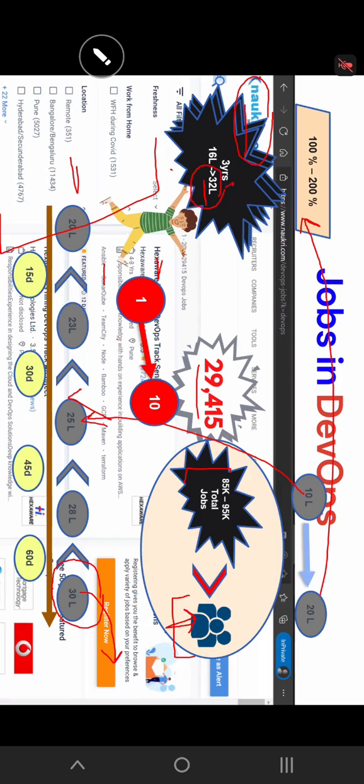If a 3 year experienced person can do that, why can't we do that? We can also do that better than this, right? We have to think about it. We are just not thinking around it. If we can think, we can also do.